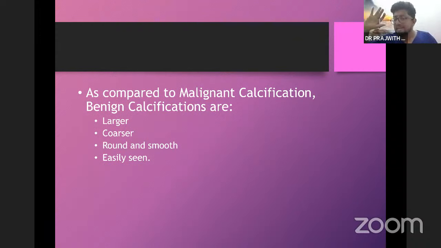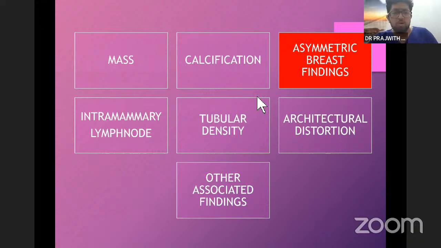So just remember that fine calcifications are bad, tiny calcifications are bad. Now again, which of these are the most malignant features? They can give you options: one as coarse, one as amorphous, one as fine linear or branching, one as rod-like. Very simple. Fine linear or branching are the most malignant type of calcifications. Okay, any doubts you can keep asking in between.